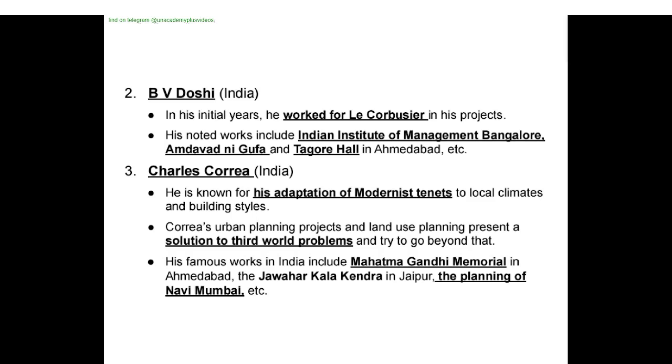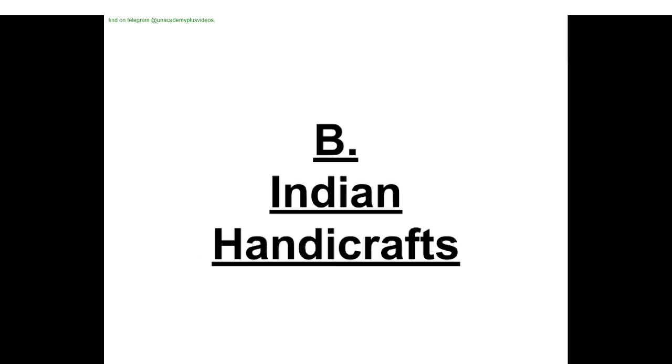His noted works include Indian Institute of Management, Bangalore, Ahmedabad, Nigufa, and Tagore Hall in Ahmedabad. Charles Correa. He is known for his adaptation of modernist tenets to local climates and building style, a solution to third world problems. His famous works in India include Mahatma Gandhi Memorial in Ahmedabad and Jawahar Kala Kendra in Jaipur, and the planning of Navi Mumbai.